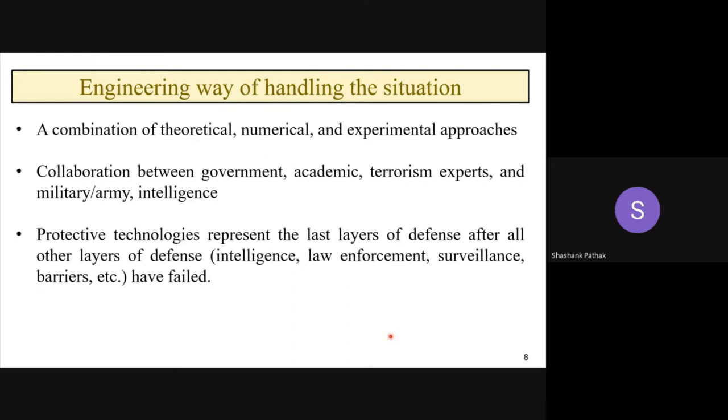And there are different protective technologies which can represent the last layer of defense after all other layers of defense have failed. For example, other layers of defense are intelligence, law enforcement, surveillance, and barriers. For example, if there is a security guard and some terrorism is going to happen, those security guards can stop those terrorists, or at least try to enforce the law before they can do some major damage to the structure. So there are different layers of defense. We will also see in some slides how those different layers contribute to protecting our structures.